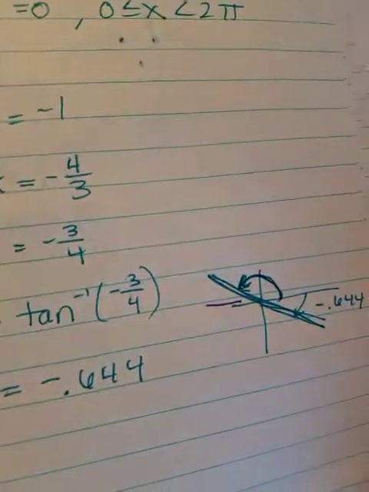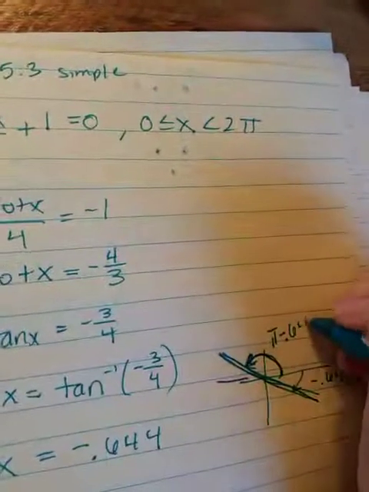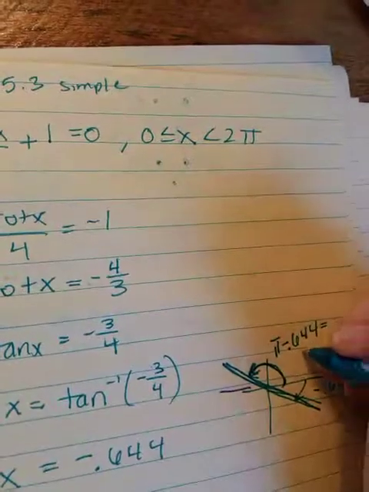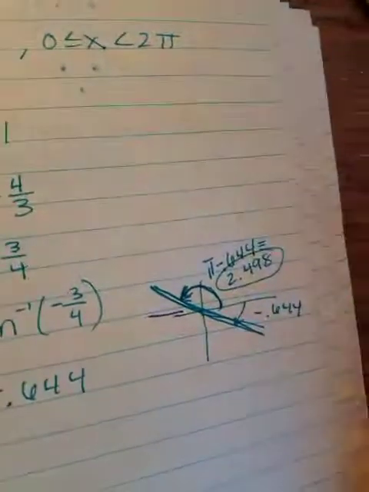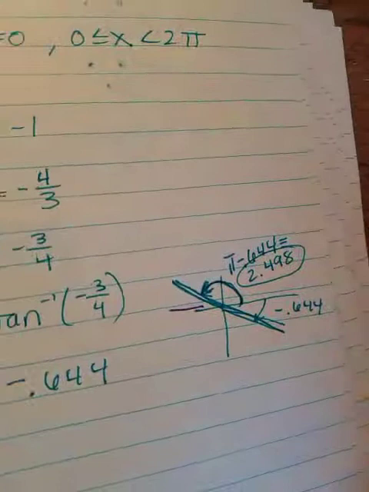Well, you're just going to take your pi and subtract 0.644. And that gives you your answer of 2.498 radians. That's one of your answers.